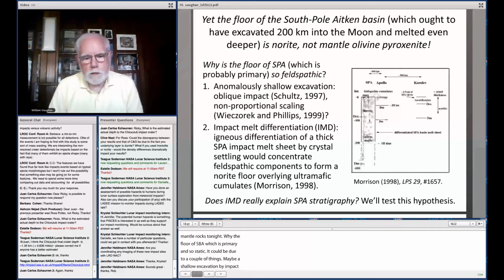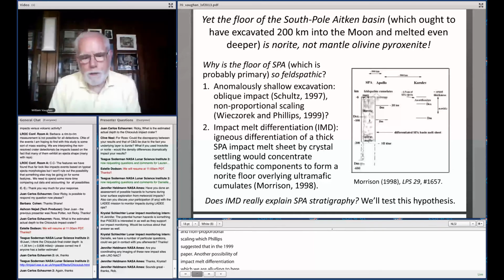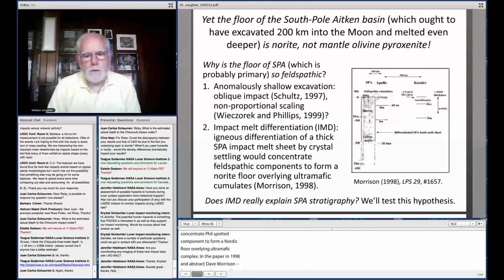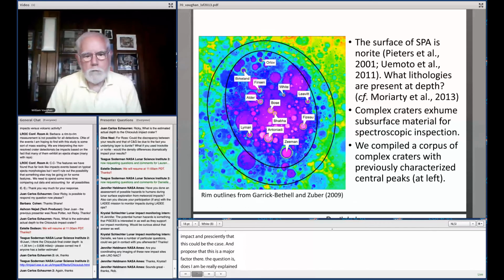Another possibility is impact melt differentiation, as we're alluding to here. This would be igneous differentiation of a thick SPA melt sheet, essentially by crystal settling, and this would concentrate feldspathic components to form a noritic floor overlying ultramafic cumulates. Now, in a 1998 abstract, Don Morrison showed, very presciently, that this could be the case, and proposed that this was a major factor there. So the question is, does IMD, that is, impact melt differentiation, really explain the SPA stratigraphy? We'll test this hypothesis. Next, please. If we take a look, the surface of SPA is norite.